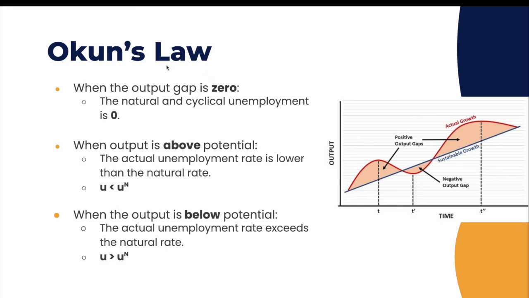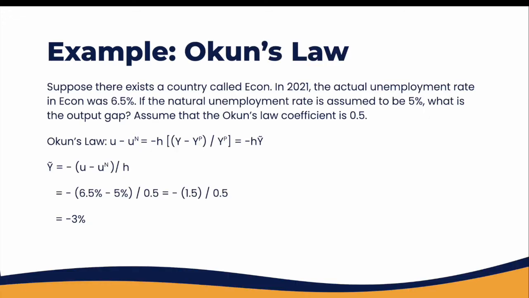afterwards, but we'll first show that when the output gap is 0, the natural and cyclical unemployment is 0, which makes sense because it is at its potential. When output is above potential, the actual unemployment rate is lower than the natural rate because it is above sustainable growth, which is a lot of actual growth. And then, when the output is below potential, the actual unemployment rate exceeds the natural rate, which makes sense again because it is a negative output gap. Okay, now we'll do the example.